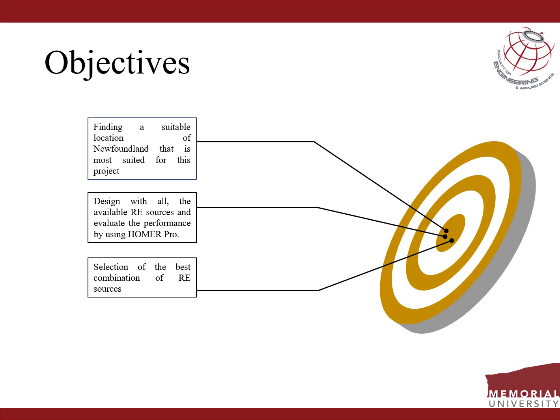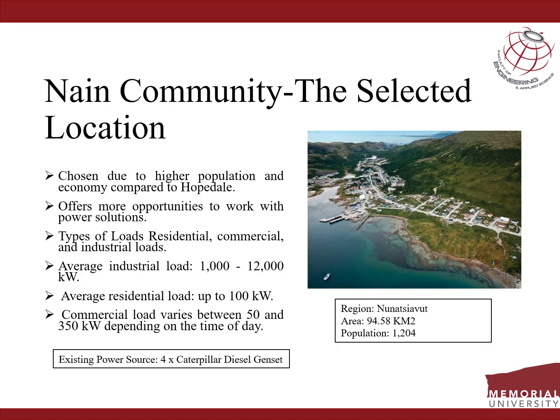Additionally, the aim is to select the best combination of renewable sources for optimal performance. We have chosen Nain, which is located in the Labrador region, due to its higher population and economic activity compared to Hopedale. Nain offers more opportunities to work with power solutions for residential, commercial, and industrial loads. The existing power source in Nain, Newfoundland, comprises 4 Caterpillar diesel generators.